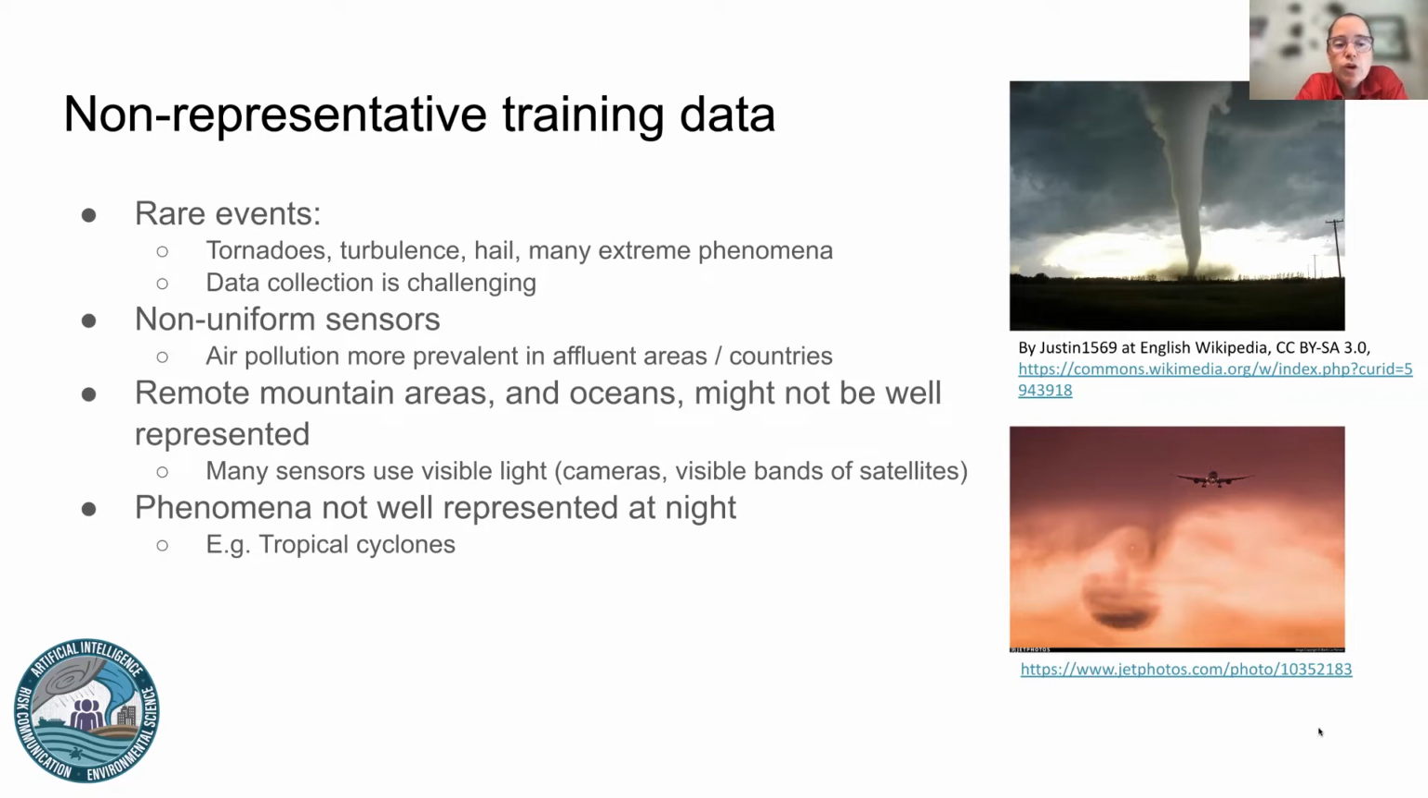Along those same lines, remote mountain areas and oceans might not be well represented. This is part of the non-uniform sensors. We don't have radar coverage in all of the mountains, as many of the people who study convective storms will tell you. The mountains get in the way. This isn't just a matter of putting a radar on top of a mountain. It doesn't work that way. The globe is round, and we need coverage that could see through the mountains, which really isn't ever going to happen. The oceans are not very well sensed, although there are people working on improving that. The geostationary satellites are pretty much all we have right now.